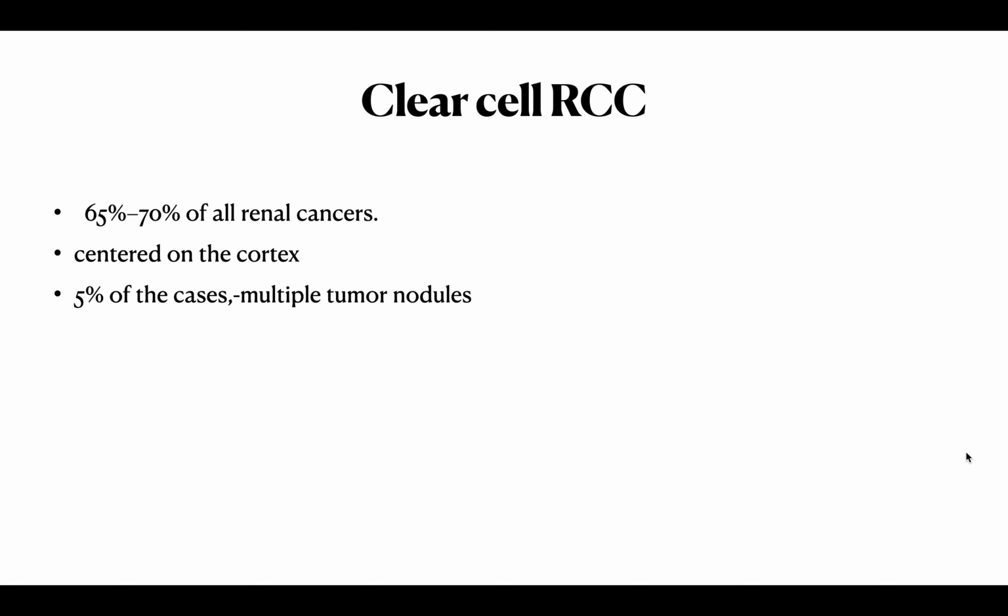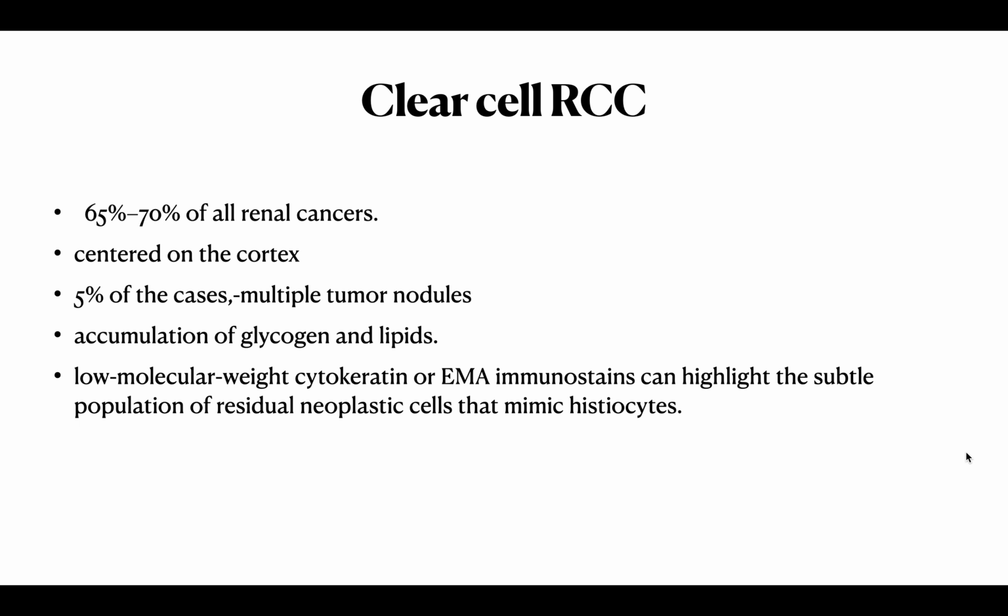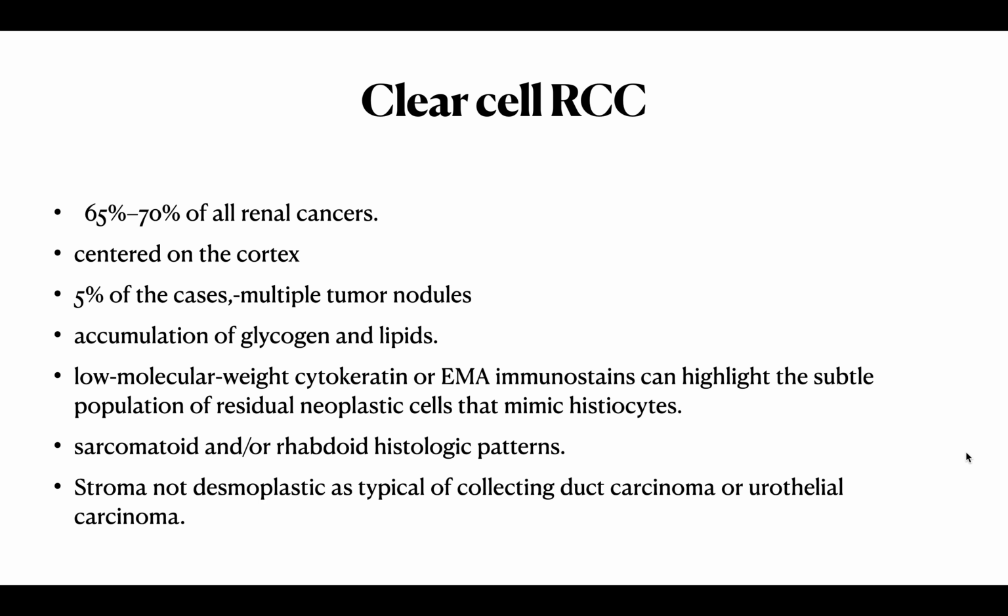So clear cell RCC forms 65 to 70% of all renal cancers. It is centered on the cortex, and in 5% of the cases it is multiple, and it is clear because of the accumulation of glycogen and lipids. IHC for low molecular weight cytokeratin and EMA can highlight in some difficult cases, and it can undergo sarcomatoid and rhabdoid transformation. And a very important feature is the stroma is not desmoplastic.